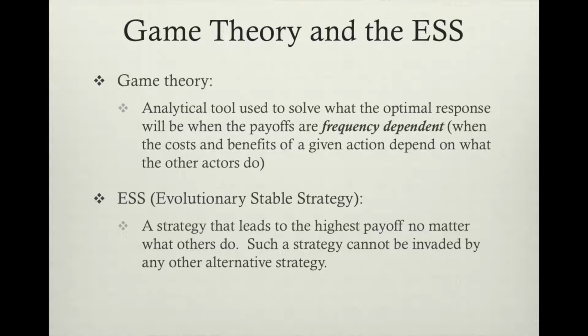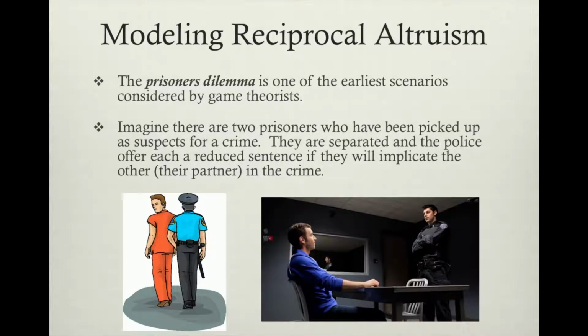In game theory, we typically look for the ESS, or the evolutionarily stable strategy. This is a strategy that leads to the highest payoff no matter what others do. So when the ESS is reached, that strategy can't be invaded by any other alternative strategy. So we will talk about one particular game theoretical model, the prisoner's dilemma, and we will talk about what the evolutionary stable strategy should be in a game like that.